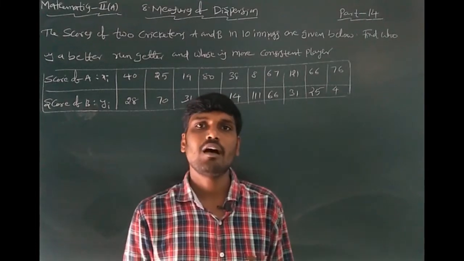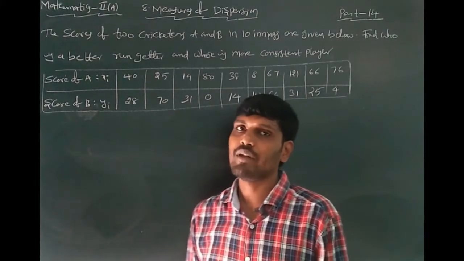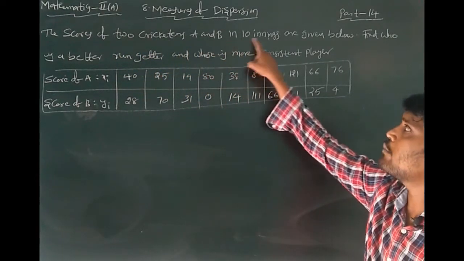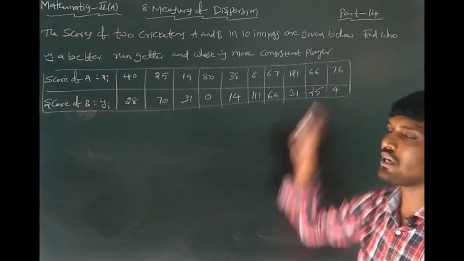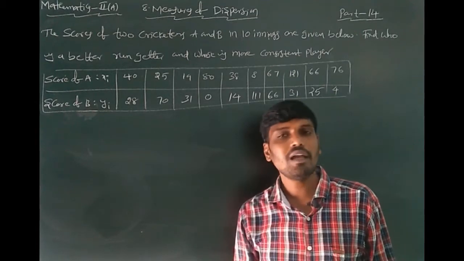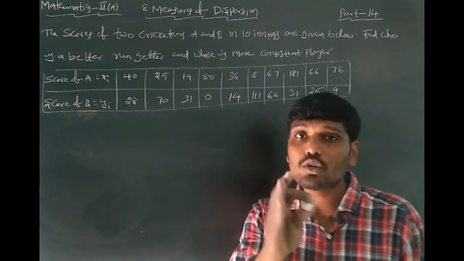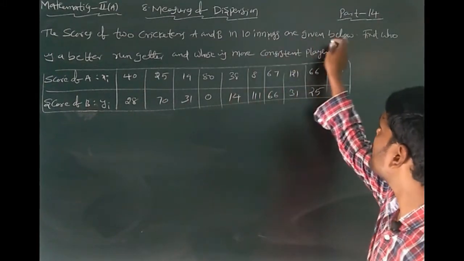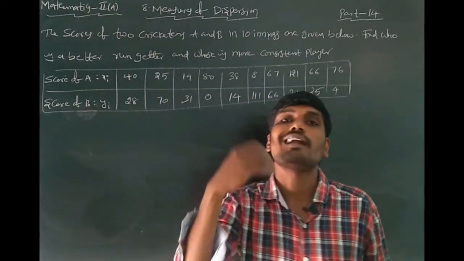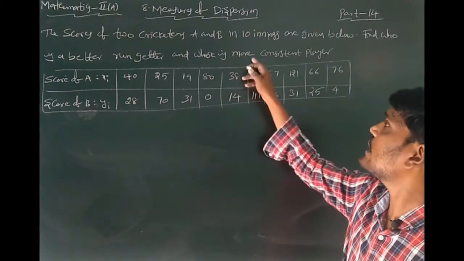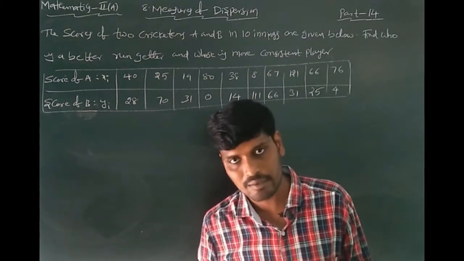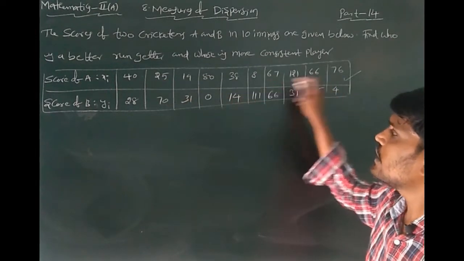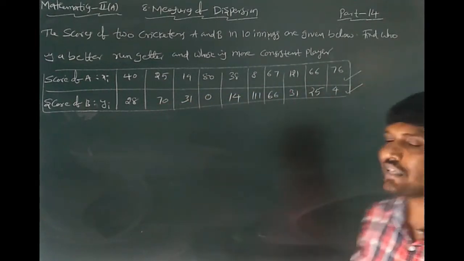Today's assignment or homework problem is similar to the previous problem model. The scores of two cricketers A and B in 10 innings are given below. Here A and B are two players. Their scores in 10 innings are given. Which is the better run getter and which is the more consistent player? This is the score of A in 10 innings, and this is the score of B in 10 innings.